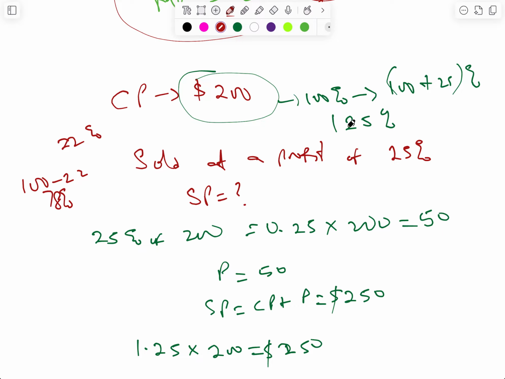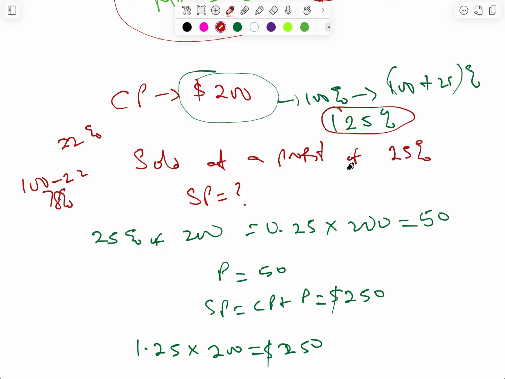So I told you before that the highest percentage should be 100%. So it is cases like this that we tend to employ the use of 125% and percentages that are higher and all of those things. When it comes to loss, you remove it from 100% and you are able to get the exact selling price instead of doing any other thing.